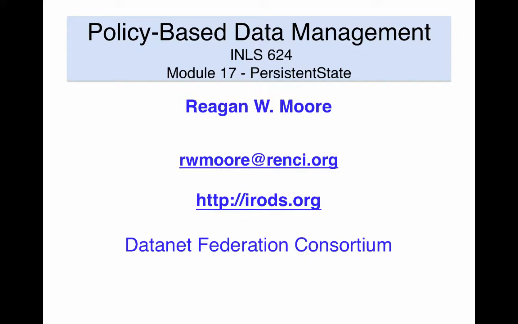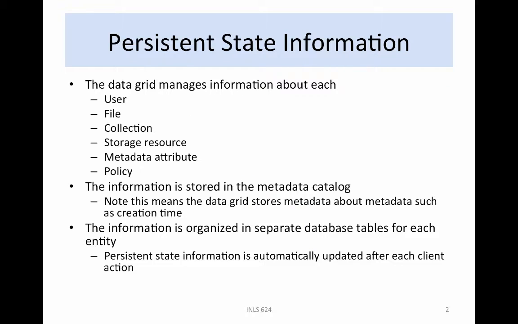The data grid manages state information in a metadata catalog. The virtualization of a collection requires the data grid to manage all of the associated state information persistently, independent of the choice of storage technology. The state information is used to track the results of all operations performed within the data grid.